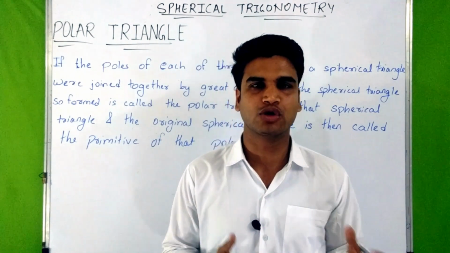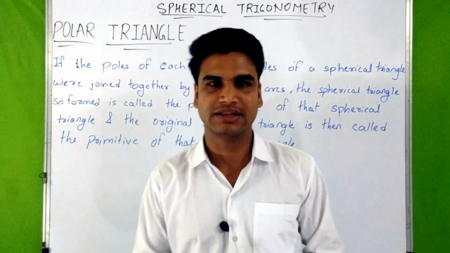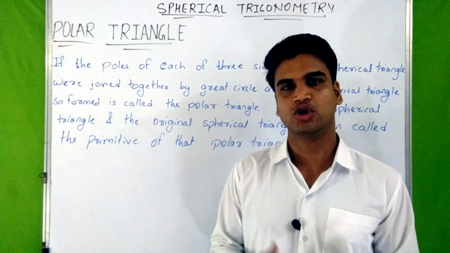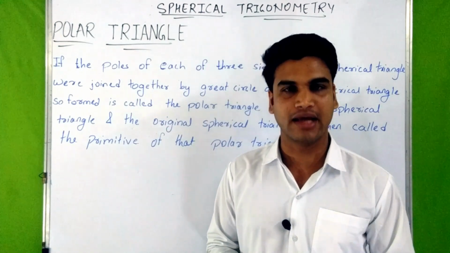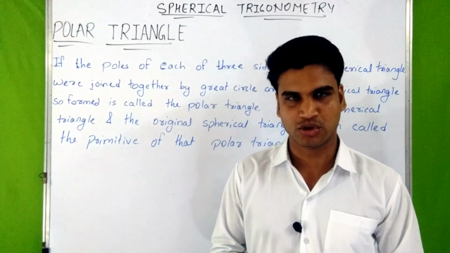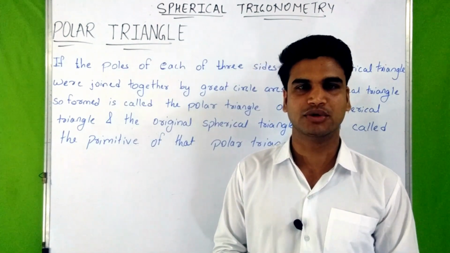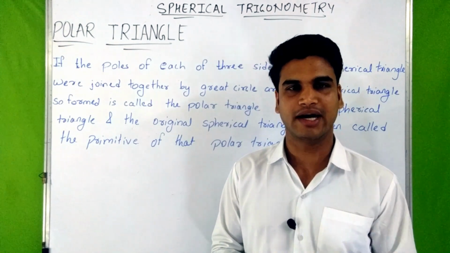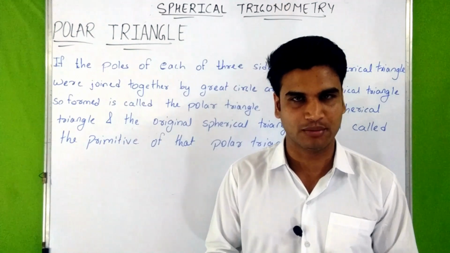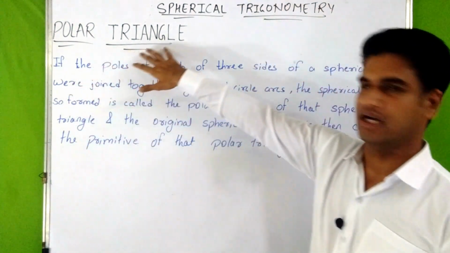Earlier we discussed the cosine formula. The cosine formula can be used when three sides of a spherical triangle are given to us, or two sides and the angle included between them are given to us. But when all three angles are given, or two angles and the side included between them are given, we cannot use the cosine formula. In such a case, the solution is only possible with a polar triangle.